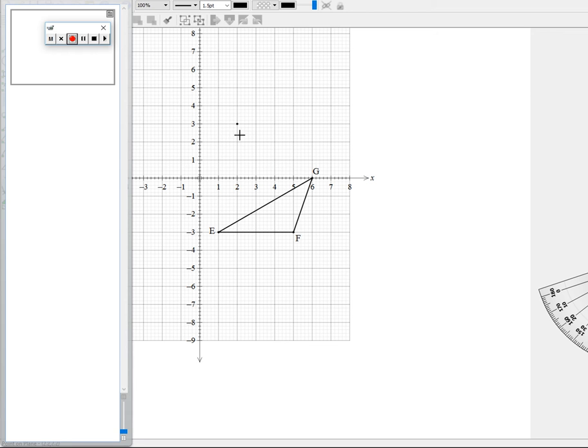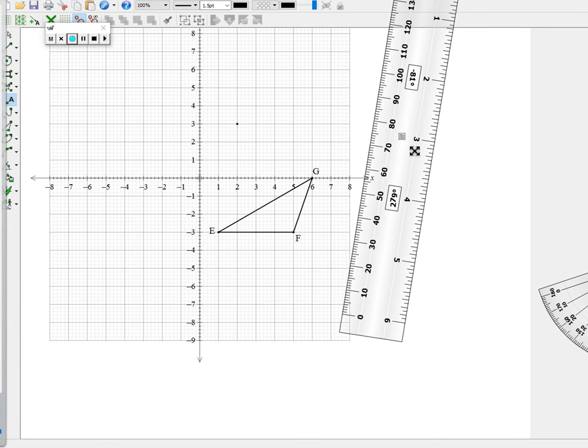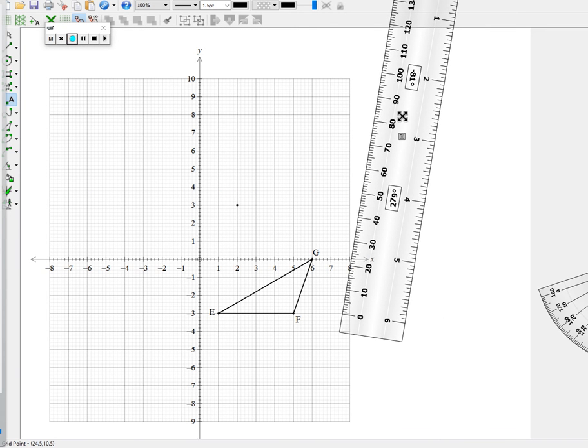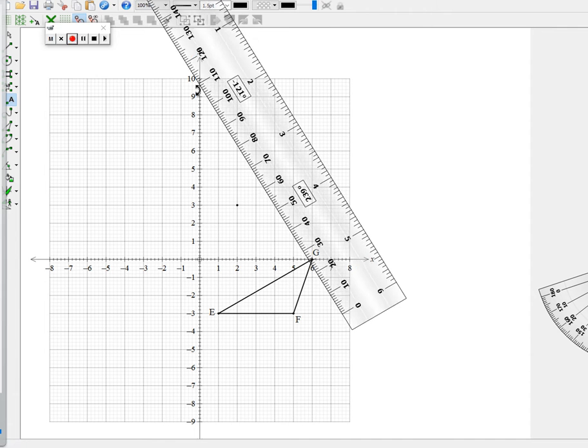We're going to learn how to rotate an object by 180 degrees. And of course, if you're rotating by 180 degrees, it doesn't matter whether you say clockwise or counterclockwise. It's the same thing. All right.